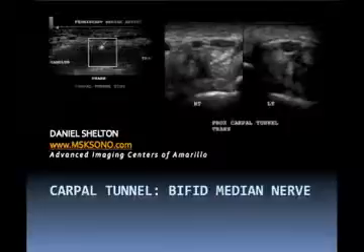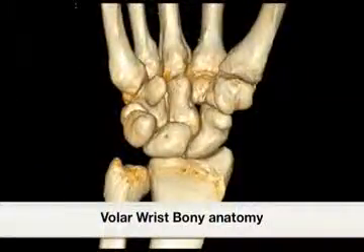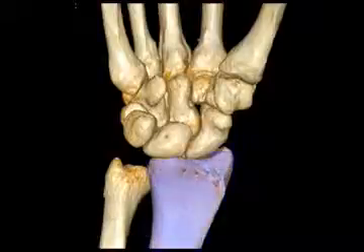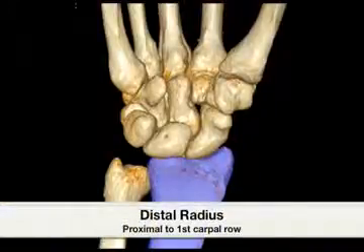The following are case studies of the carpal tunnel, also including a bifid median nerve as well as median nerve compression. The bony anatomy associated with the carpal tunnel is complex but not difficult to learn.